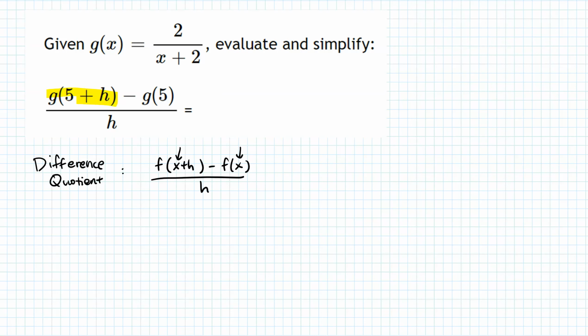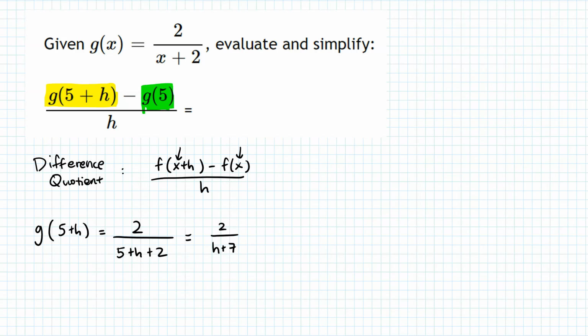The first thing that I want to do is calculate g of 5 plus h. If I do that, we get that g of 5 plus h is equal to 2 over 5 plus h plus 2. That can be simplified into 2 over h plus 7. Now let's go ahead and find g of 5. That is equal to 2 over 5 plus 2, which would give us 2/7.